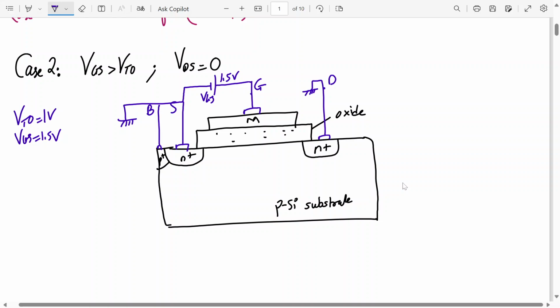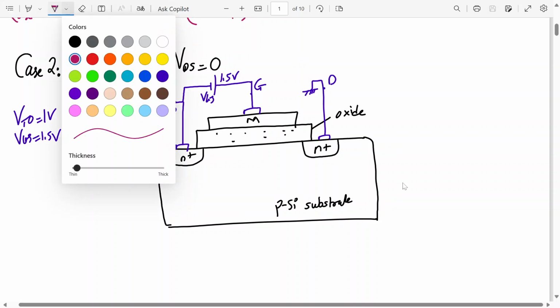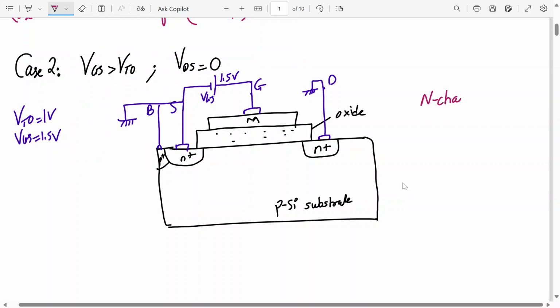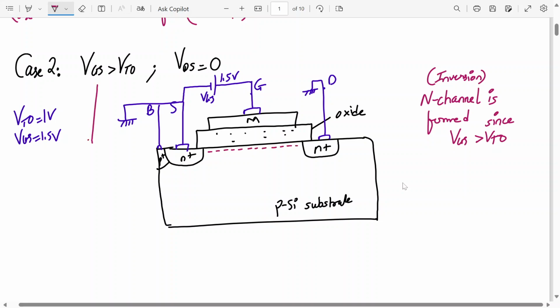Now tell me what will happen. VGS is greater than VTO. So is the channel formed, yes or no? Is the N channel formed? Yes, sir. The N channel is formed since VGS is greater than VTO. N channel means inversion layer. So a sufficient number of minority charge carriers are deposited over here because of the application of the electric field. Now what is the electric field?